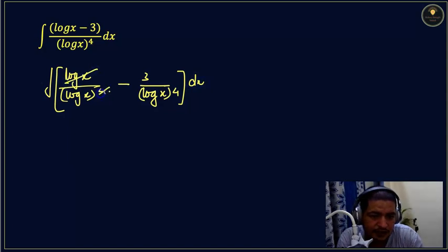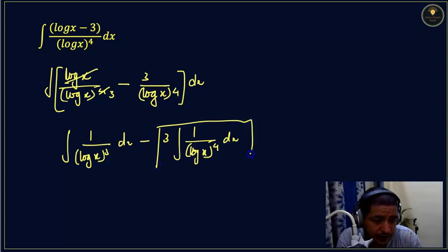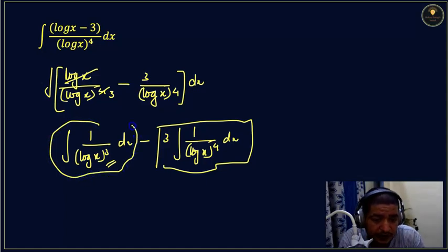Log x can cancel here, and you will get log x cubed. So here you will get 1 by (log x) to the whole cube dx minus 3 times 1 by (log x) to the power 4 dx. I will write it like this. Now I will not touch this second value because we already know that if we do the differentiation of the first one, we may get something in the form of log x to the power 4. So I will try to change everything in this part.